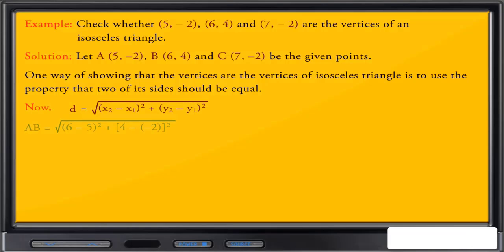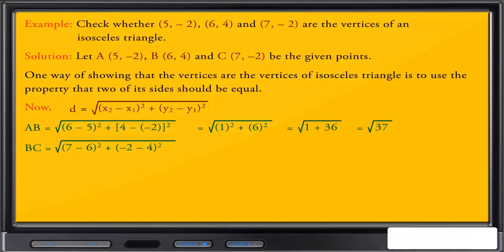Now by distance formula, AB is equal to under root whole square of 6 minus 5 plus whole square of 4 minus minus 2. This gives under root 1 square plus 6 square is equal to under root 1 plus 36 is equal to under root 37. Similarly, BC is equal to under root whole square of 7 minus 6 plus whole square of minus 2 minus 4. This gives under root 1 square plus minus 6 square is equal to under root 1 plus 36 is equal to under root 37.